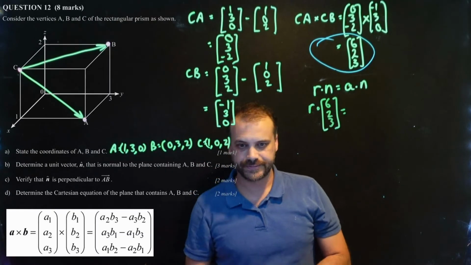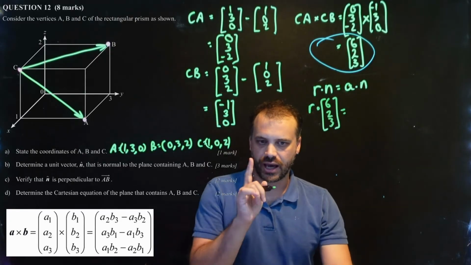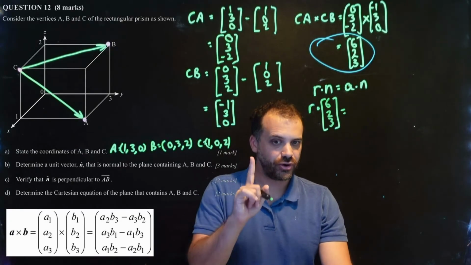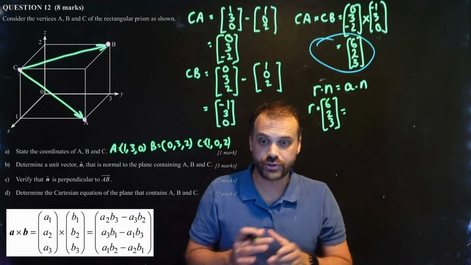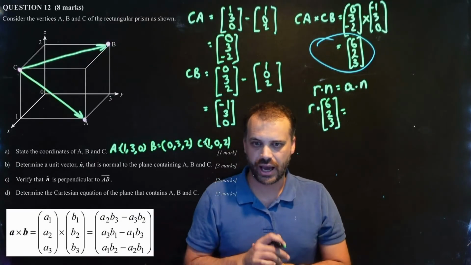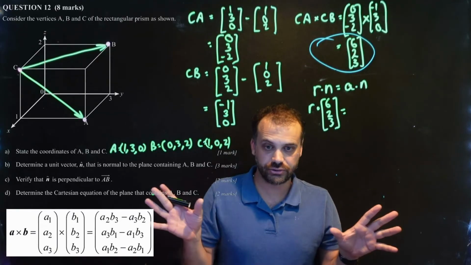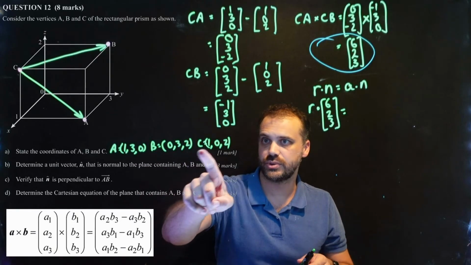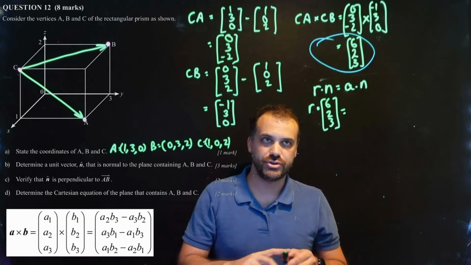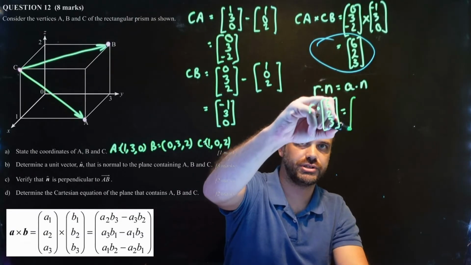What is A? Now, A is a point on our plane. And what point could I choose? Well, A, B, and C are all on the plane, so I can choose literally any of those points. I can choose this one, or this one. Just feels like I should use A, just because it's the first letter of the alphabet.